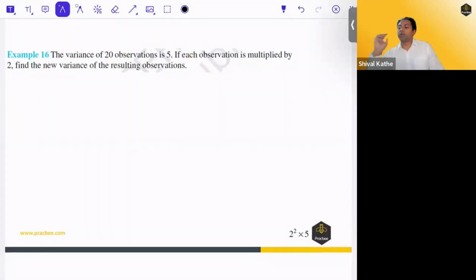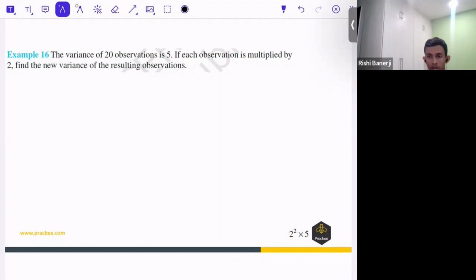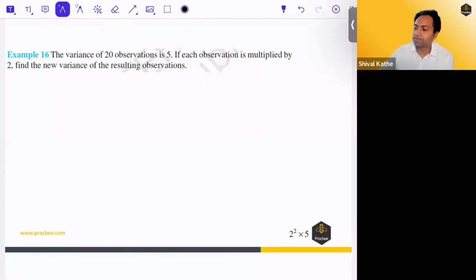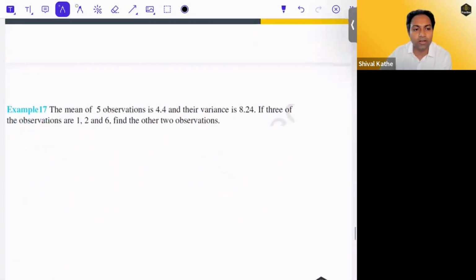Okay, the variance of 20 observations is 5. These are the types of questions that are asked in your exam. The variance of 20 observations is 5; if each observation is multiplied to find the new variance, tell me what will be the answer? Sir, 20. Yes, 20. Okay, got it? These are direct property-based questions.